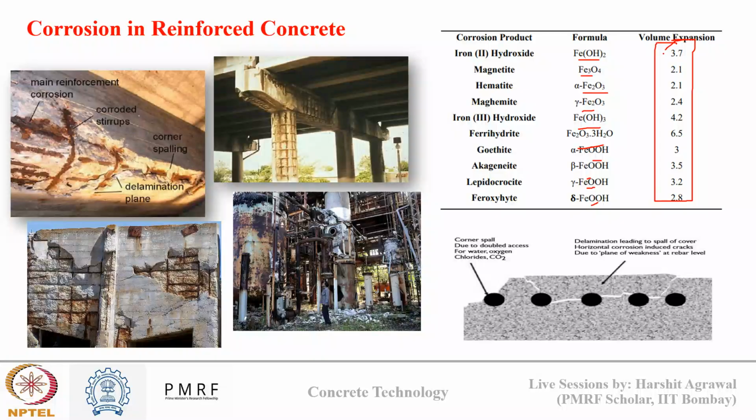So that same concept is applied here. The expansive stresses here are generated due to the rust that is formed upon corrosion, and they lead to cracking in concrete in the form of spalling of cover or delamination of steel concrete bond.